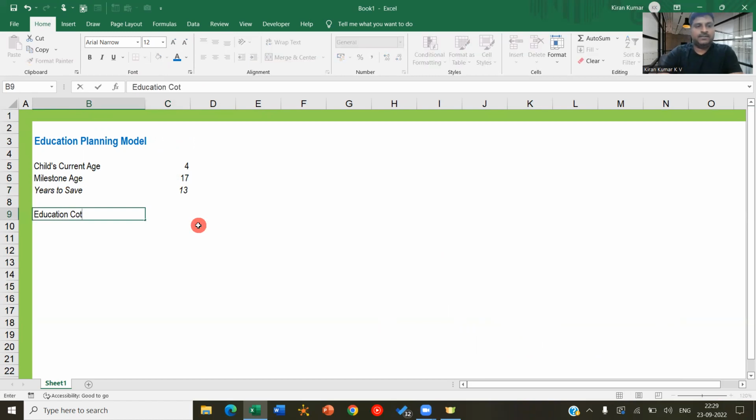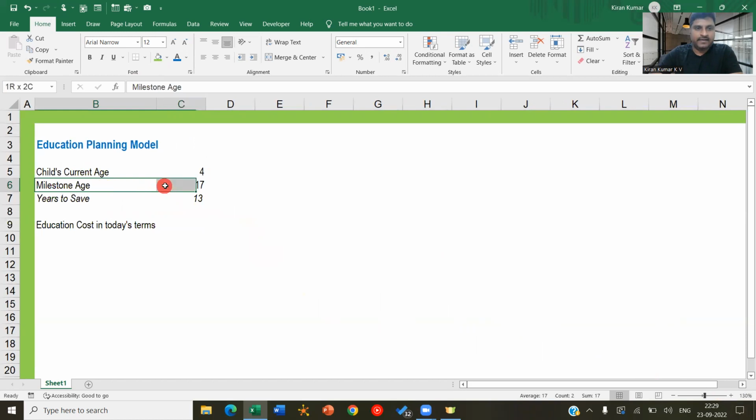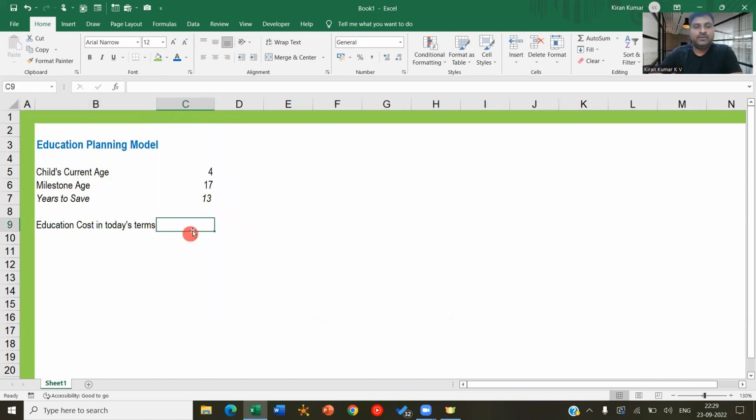Education cost in today's terms. That means what is the expected education cost when the kid will be 17? If the kid is 17 today, what is the education cost that we would like to incur? Let us assume that we want to have around 25 lakh rupees when the kid is 17 years. But of course, we are expressing this in today's terms. So today, if the kid is 17 years, I would need 25 lakhs.